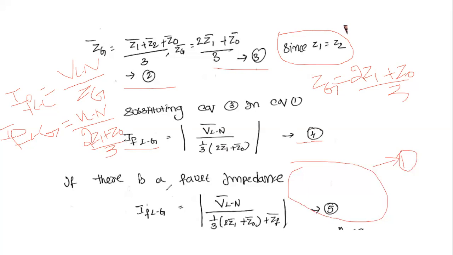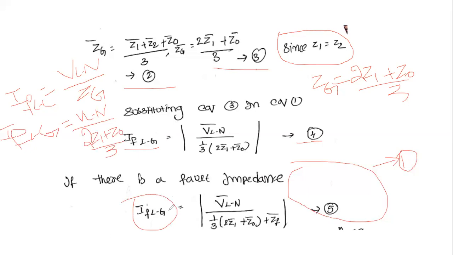If there is a fault impedance, then we add ZF, where ZF is the fault impedance. If there is a fault impedance, then this equation can be written as IF line to ground.